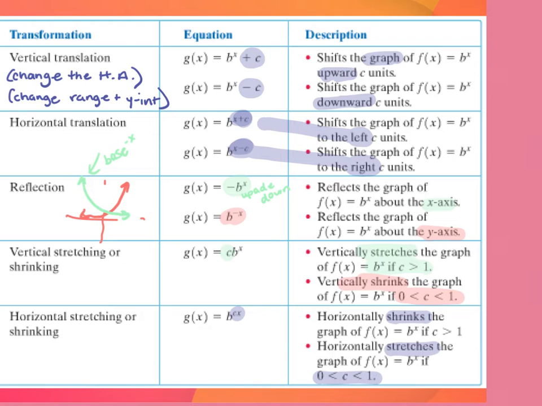A horizontal shift, I move it side to side. It's going to change my y-intercept, but it's not going to change my horizontal asymptote, and it's not going to change my range. Does that make sense? If I literally just slide it left to right, my asymptote stays at 0. As soon as I start to move it up or down, that's when it shifts.